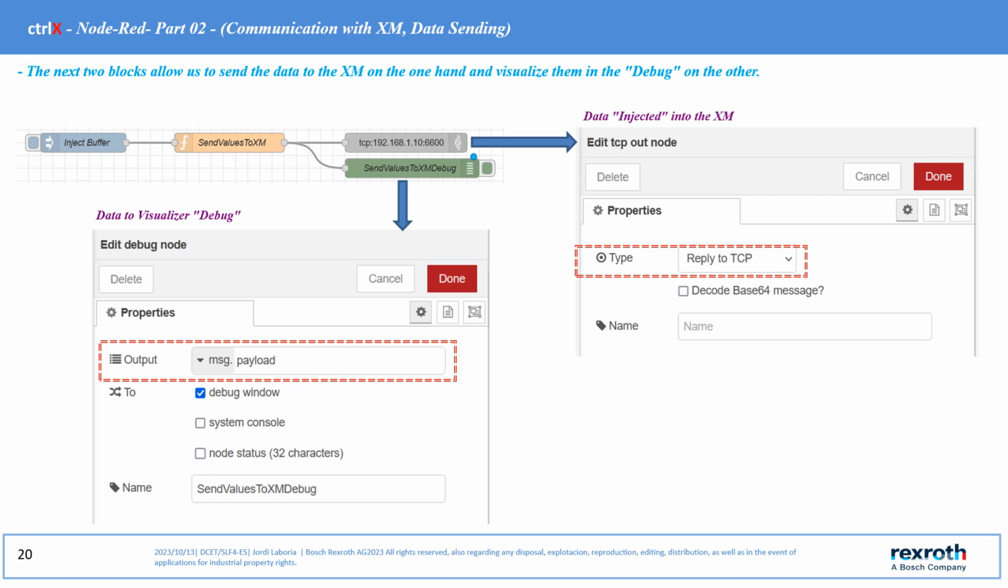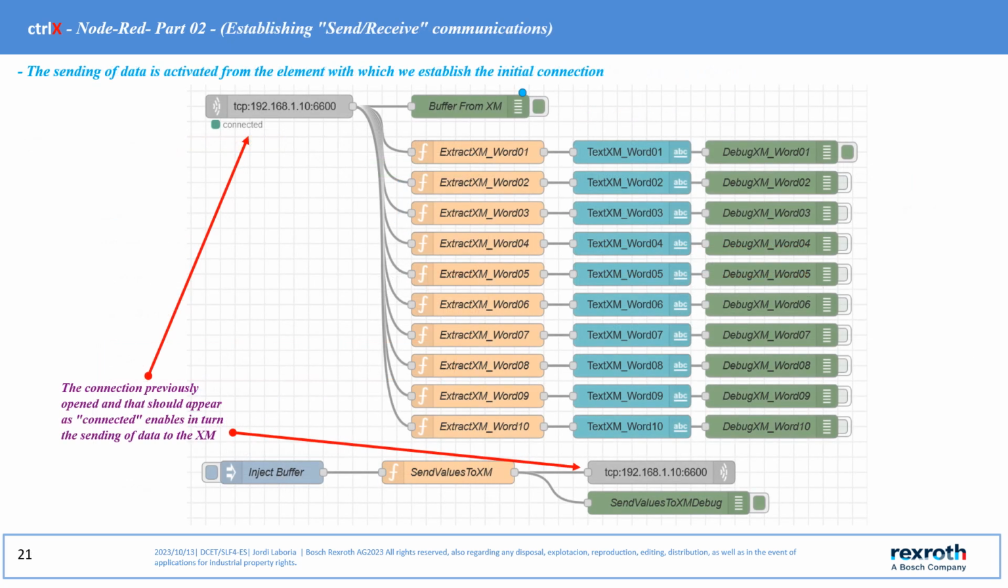The next two blocks allow us to send the data and visualize them in the debug. The instruction in the TCP out node is simply reply to TCP. For the sending instruction, it is not necessary to indicate either the port or the IP since the system keeps open the connection that we have previously opened.